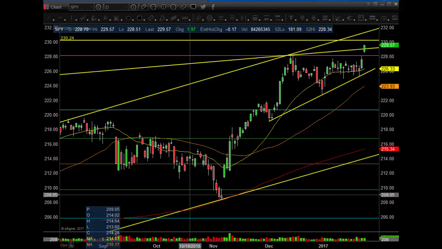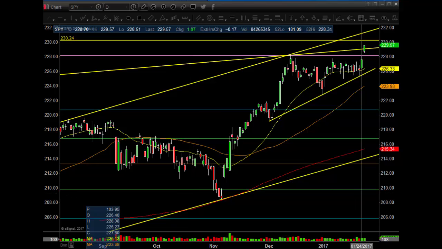Today we're looking at the SPY, the IWM, the Qs, the DIA, the IYT, the USO, the UUP, and the GLD. We follow the daily, weekly, monthly timeframes. We use technical analysis here at StockBookie.com. Let's get right to the daily chart on the SPY.